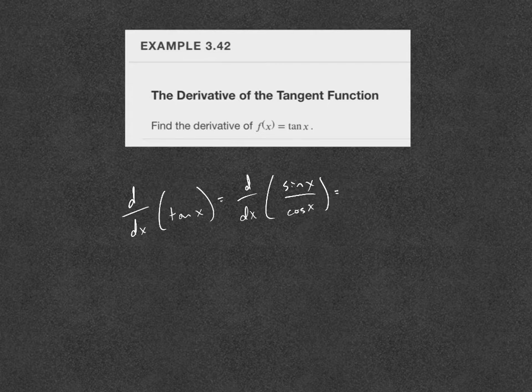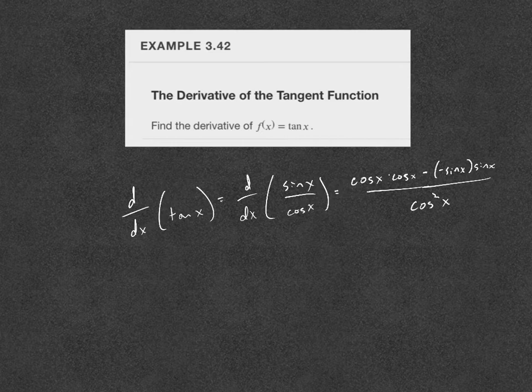Okay, so I'm going to take the derivative of the numerator first, cosine x, times the denominator, cosine x, minus the derivative of the denominator, negative sine x, times positive sine x. All that is divided by the denominator squared, cosine squared x. Cool, so that's our derivative. Now let's clean it up, see what happens. Up in the numerator, cosine times cosine is cosine squared x, minus negative is plus, sine times sine is sine squared x, over cosine squared x.